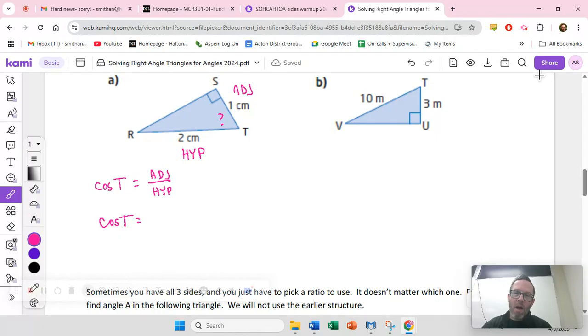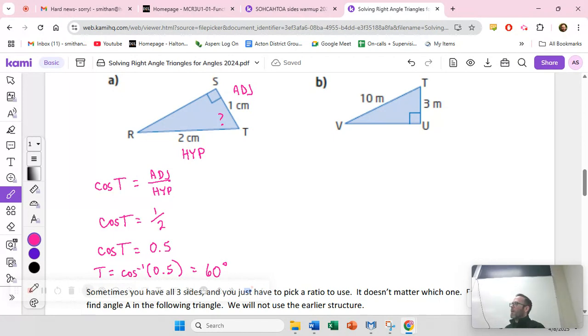In this case, we have adjacent is 1, hypotenuse is 2. It's possible that you enjoy doing the decimal value, which would be exactly 0.5. And then if we do the inverse cosine of 0.5, that gives us, it's either 30 or 60. I forget which one it is. It's 60. 60 degrees. I showed a bit of work there. Here is bare minimum work for B.